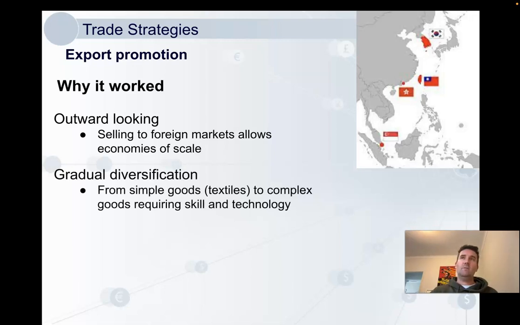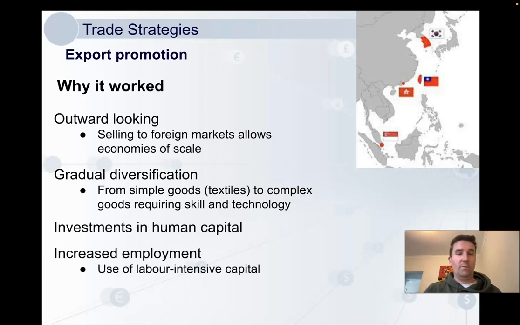And they did do it in a gradual way, gradual diversification. So they went from simple goods like textiles, moving away from agricultural goods to simple goods, to eventually complex goods requiring skill and technology. But they'd made those investments, so they were able to make that step. The investments in human capital, of course, and they increased employment by using labor-intensive capital. That's quite important to get the whole economy involved. Great for development, of course, people in jobs, and that really helped that export promotion strategy.